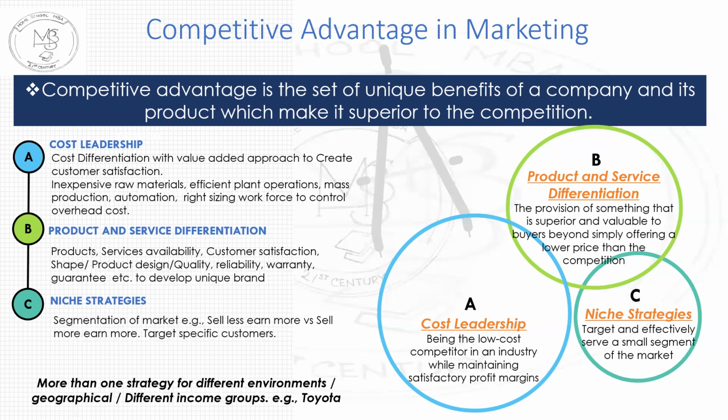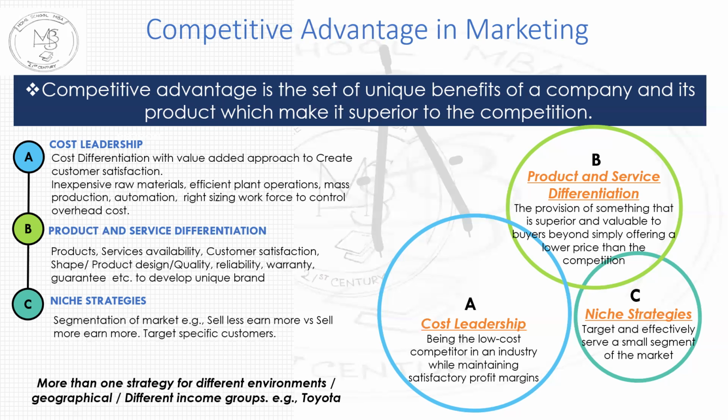So the more you produce, the less costly it becomes because the economies of scale come in. Therefore, mass production is an approach which is very, very economical to maintain the cost leadership. Automation is actually using the technology to produce your products. Right sizing workforce to control overhead cost.